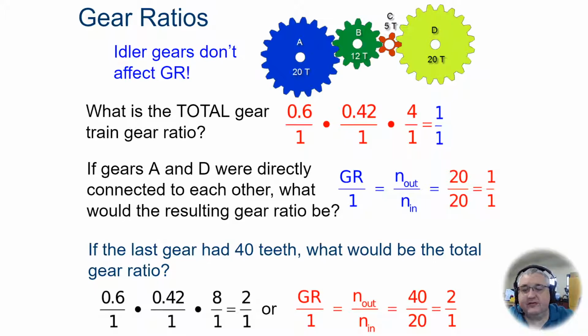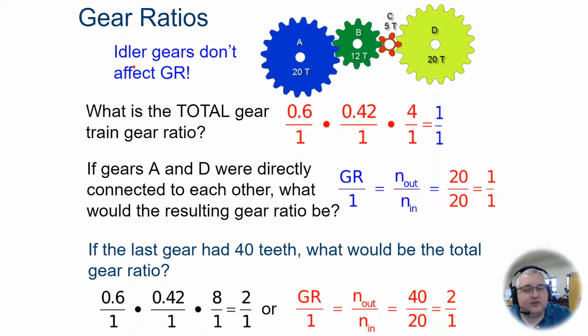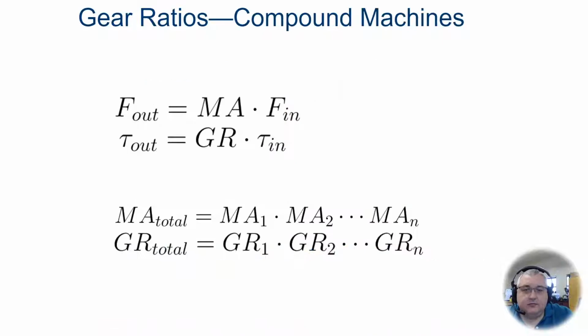Okay, and the first one here is showing you that doing it where you calculate each one all the way just shows that this whole idler gear doesn't work. You don't have to include those. It just proves that it's right. Okay, so I kind of skipped ahead.